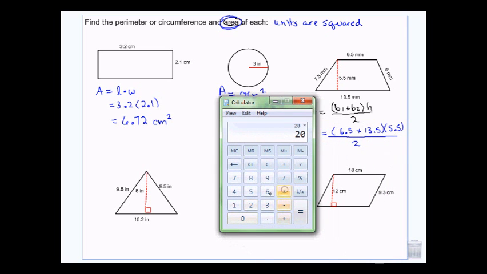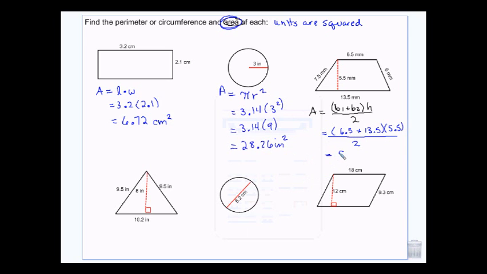Okay, that's 20 times 5.5. Okay, I can't type. So that's 110 divided by 2. That's 55.